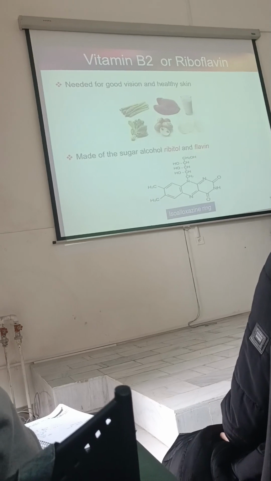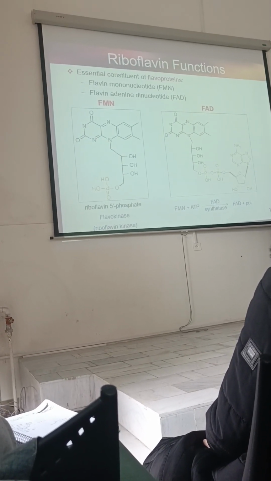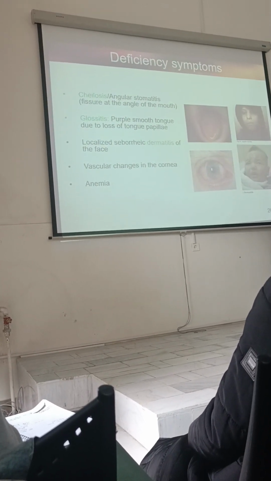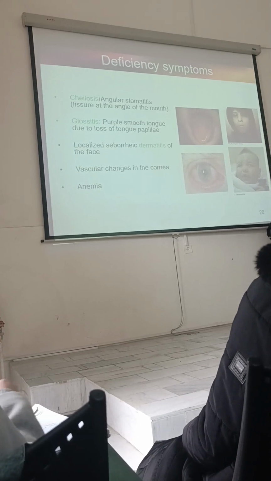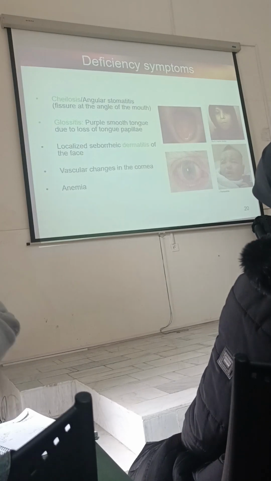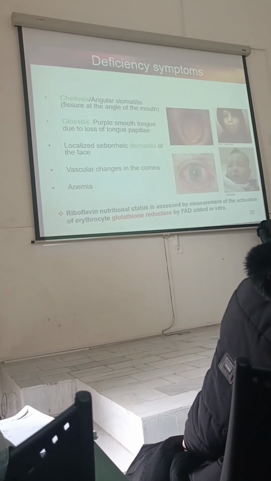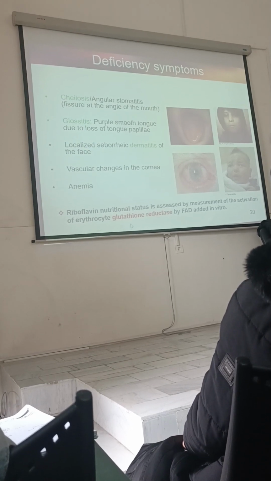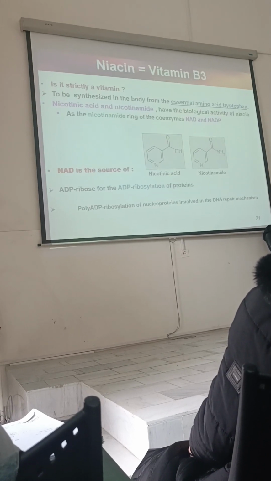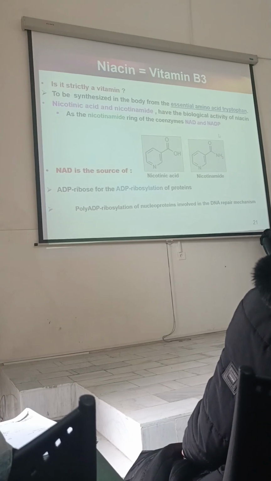About riboflavin, I mentioned that the structure is not important. FAD and FMN are the active forms. This slide is not important. This slide is very important. Maybe I ask you: glossitis and dermatitis are deficiency symptoms of which vitamin? Vitamin B2. For evaluation of vitamin B2, which enzyme can be measured? Glutathione reductase.